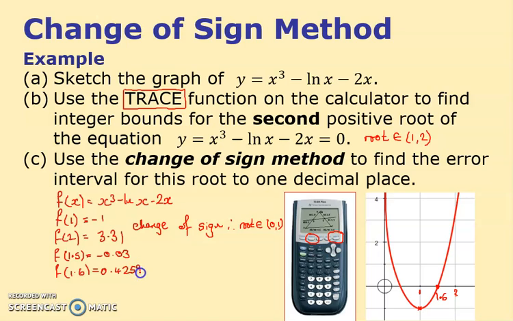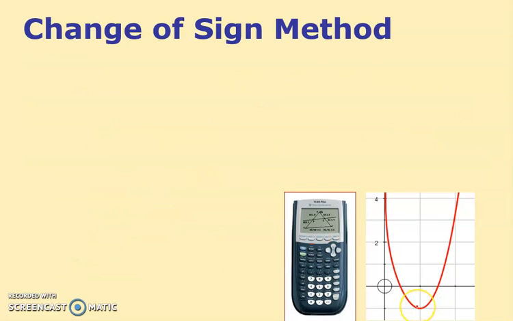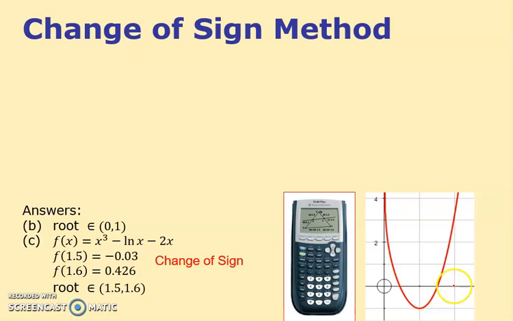The advantage of your calculator here is it does all the work for you. Change of sign. If you're not sure how to use the table function, you want to Google it or email me or come and see me in lesson. Change of sign, therefore the root lies in the interval 1.5, 1.6. My initial guess here was quite close. So let's just see what the answers actually say. Yeah, that looks right. A root between 1.5 and 1.6.